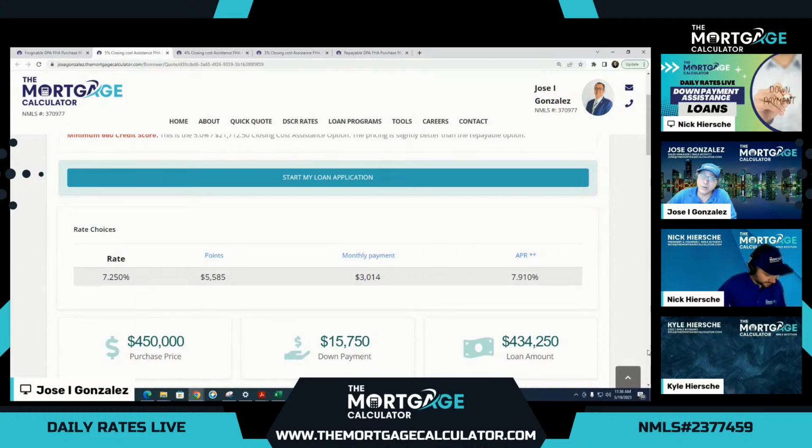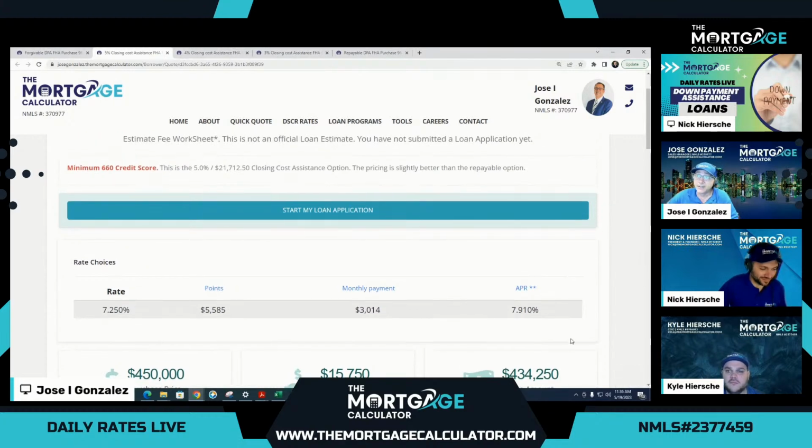So it's about a 0.5 point more in cost between the 4% and the 5%. So you do get like a 0.5% extra benefit to go with the 5%, but there's also a 0.5% extra cost. So you have to weigh the options of if they really need to go to the 5% plan versus the 4% plan. But if they really need it, there's no choice. Here you got it: $21,712.50 with a minimum 660 credit score, and 9.99% is the rate.